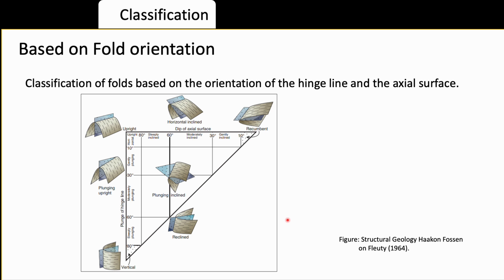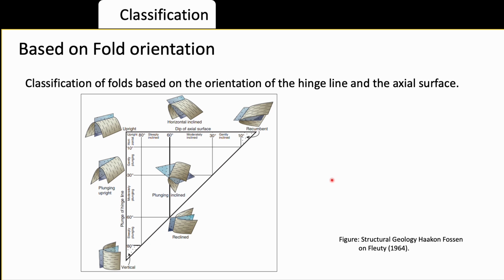This occurs when both the hinge line and axial surface are inclined. When the hinge plunges and the axial surface is inclined, we get a plunging inclined fold. And with special types of fold, this is known as a reclined fold. These are formed when both the hinge line and axial plane dip in the same direction at a low angle. The axial surface is gently inclined and the hinge line is nearly parallel to it.